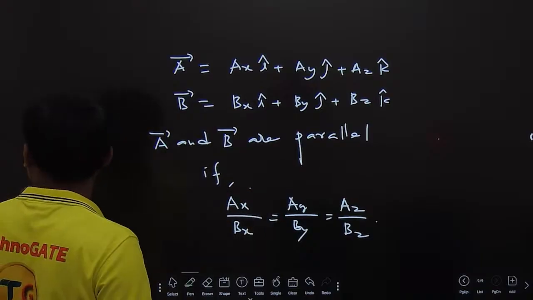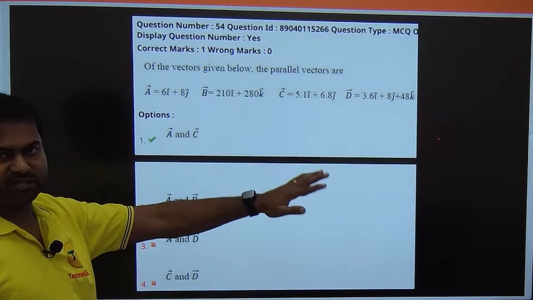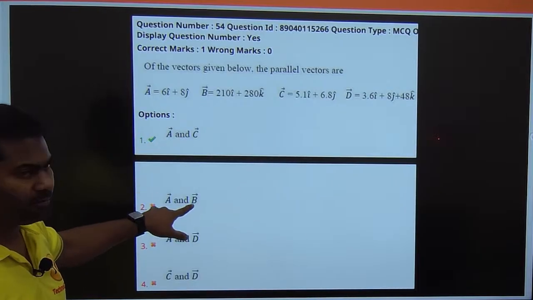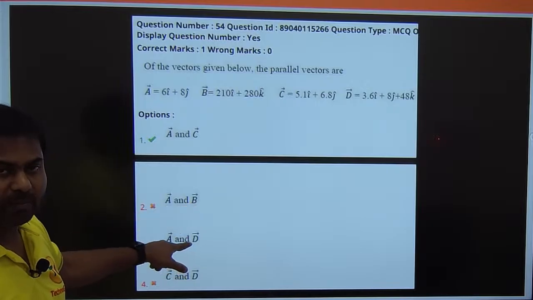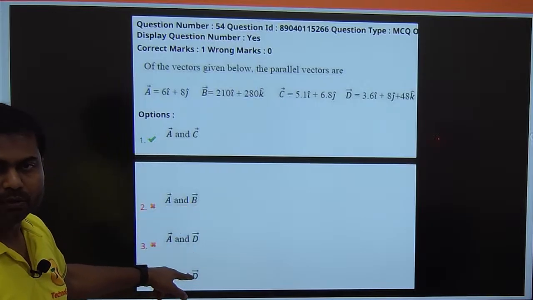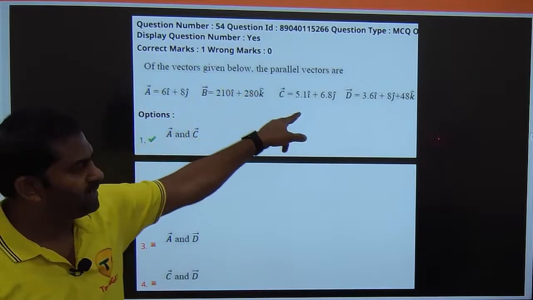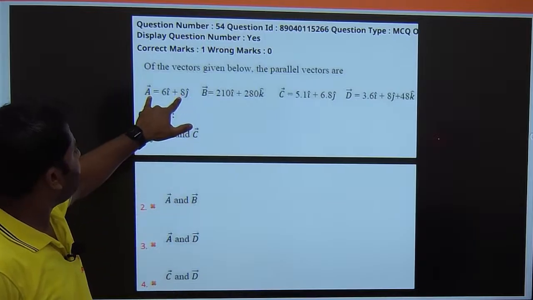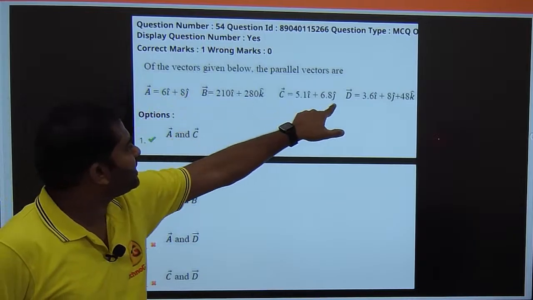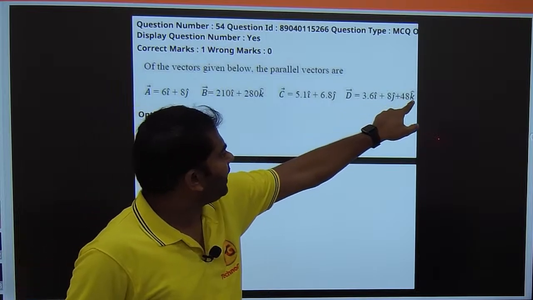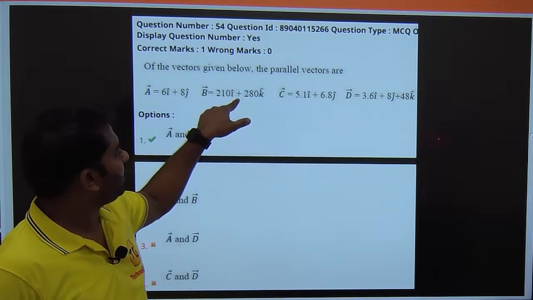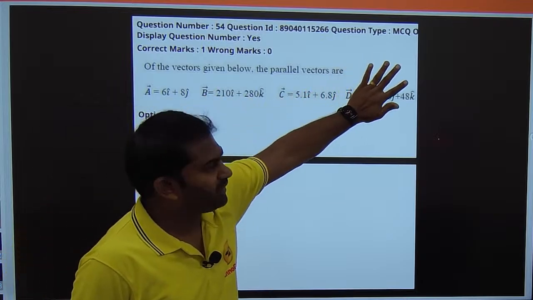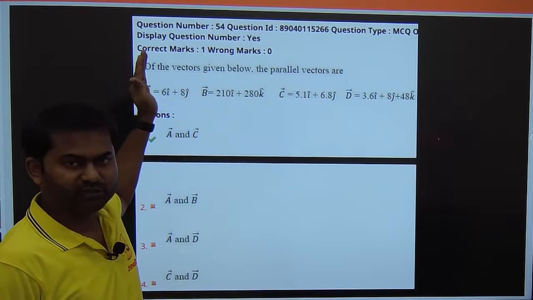And if you see here and take the combinations, because in the first option they are telling A and C are parallel, here A and B are parallel, here A and D are parallel, and here C and D are parallel. Okay, so if you see A and C, it is actually satisfying. I am using my calculator. So A and C, because it is i j only. Here D is i j k. Here the j component is not there. Here also the k component is not there. So D vector can never be parallel to any of those three.